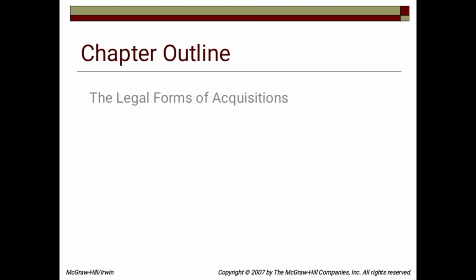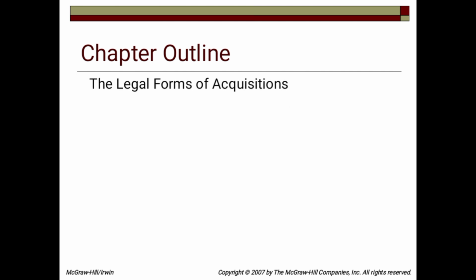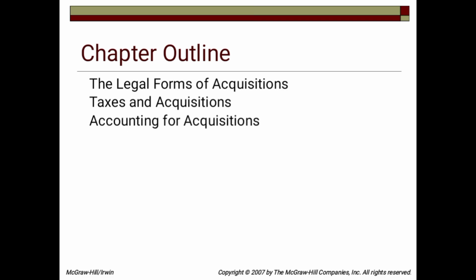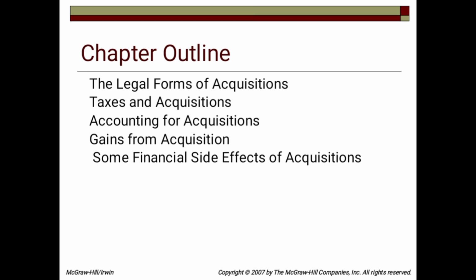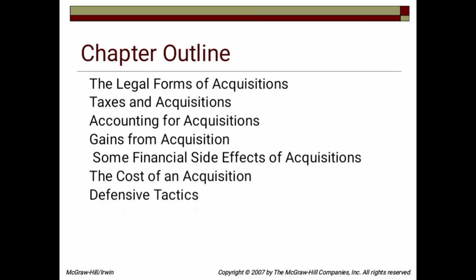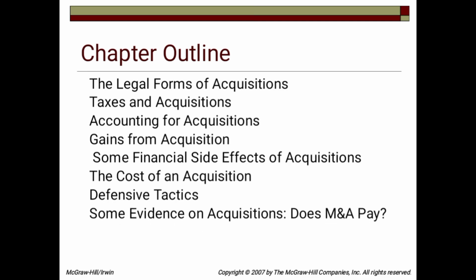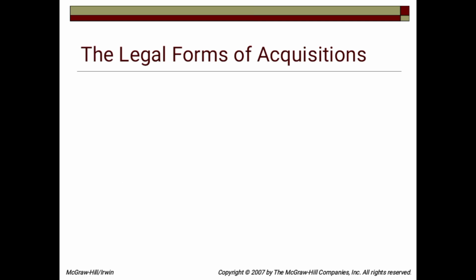Chapter outline. The legal forms of acquisitions, taxes and acquisitions, accounting for acquisitions, gains from acquisition, some financial side effects of acquisition, cost of an acquisition, defensive tactics, some evidence on acquisitions, diversification and restructurings. The legal forms of acquisition.